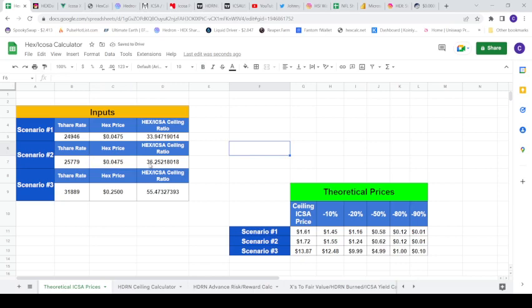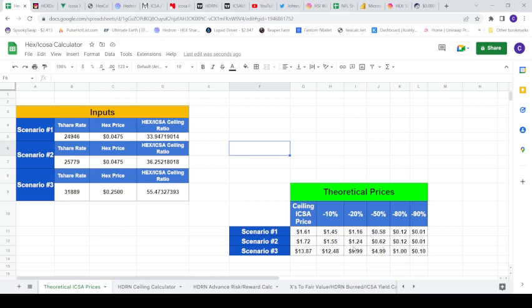So the T-share rate and the hex to Icosa ceiling ratio are going to be the same, except the ceiling price for Icosa is going to move up about 11 cents. So you can kind of see, even if the hex price is stagnant, the ceiling price of Icosa is always going to move up with the T-share rate.